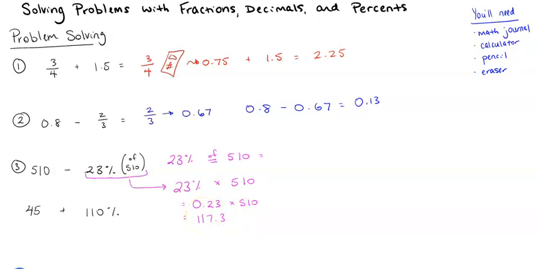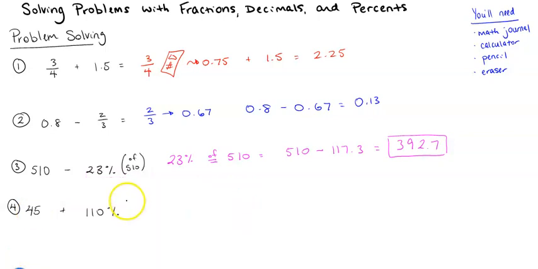So now we just need to figure out what 510 is when we subtract 117.3, and that will give us our final answer for this problem. I put that into my calculator, I get 392.7. So now using this question as a guide, I want you to try number 4. You're going to add 110% of 45 to 45. Go ahead, pause the video and play when you have an answer.